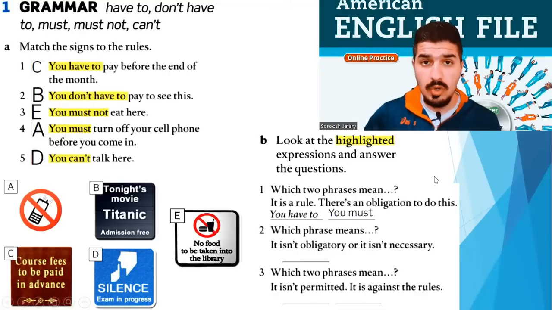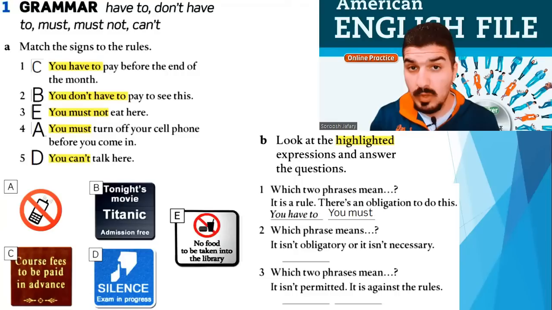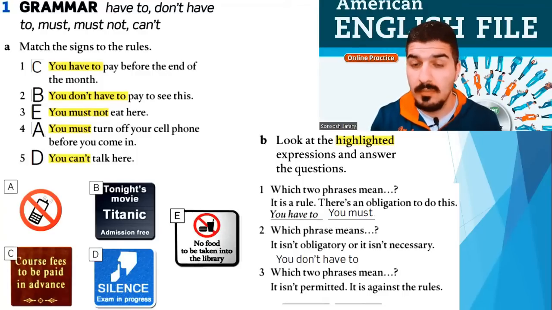You must do it. Number 2, which phrase means it isn't obligatory or it isn't necessary? Which one is it? You don't have to. And number 3, the last one, which 2 phrases mean it isn't permitted, it's against the rules? All right, can you tell me? You must not, you can't. All right, well done. So far, so good.